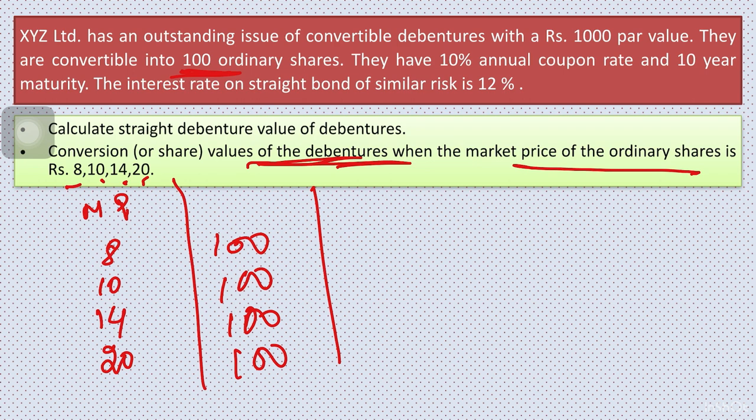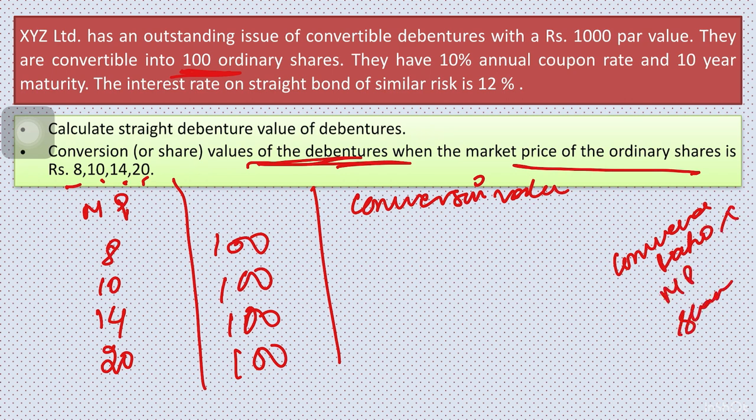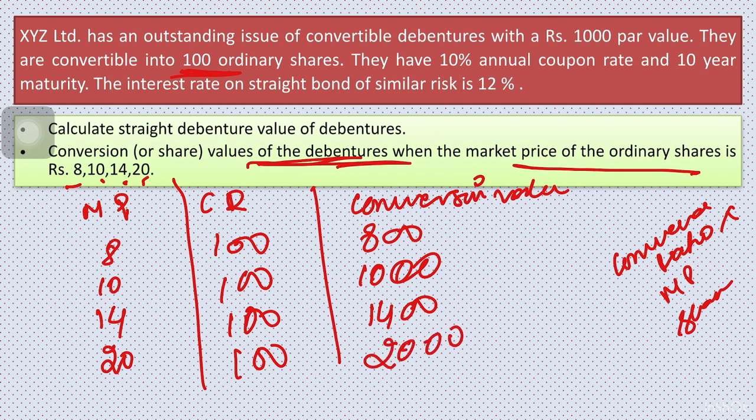Okay, so your conversion value will be, what was the formula for conversion value? It was conversion ratio into market price of the share. So simply, if we multiply market price with the conversion ratio, this comes out to be 800, then 1000, and then 1400 and 2000.